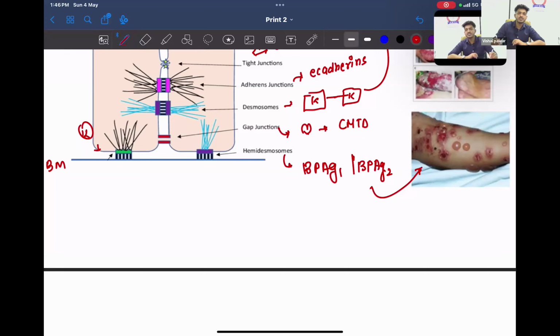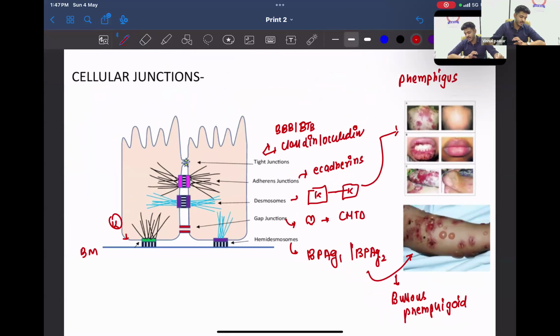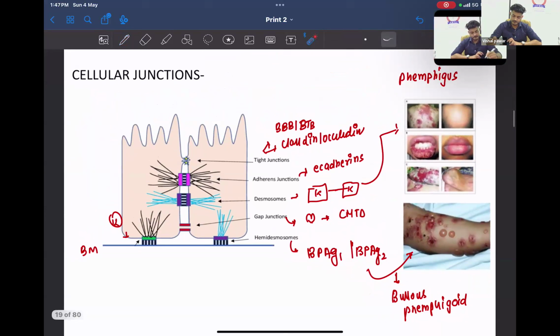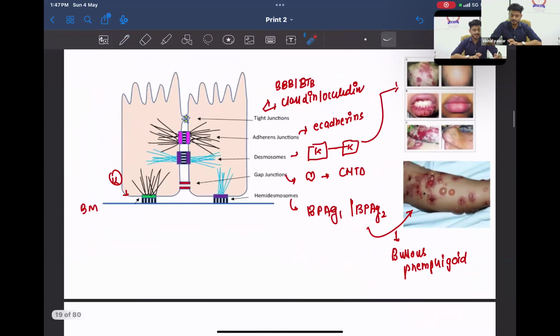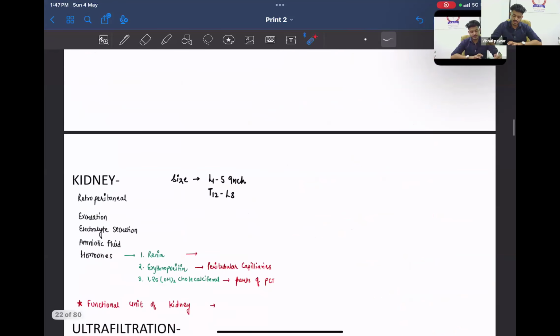So this is your BPHE2, BPHE1. This BPHE is going to cause a disease. This is known as bullous pemphigoid. So we can have pemphigus group of disorder. We can have bullous pemphigoid group of disorders. Just listen to this for now. Tomorrow I will explain this. Okay. These are going to be bullous pemphigoid and pemphigus group of disorders.